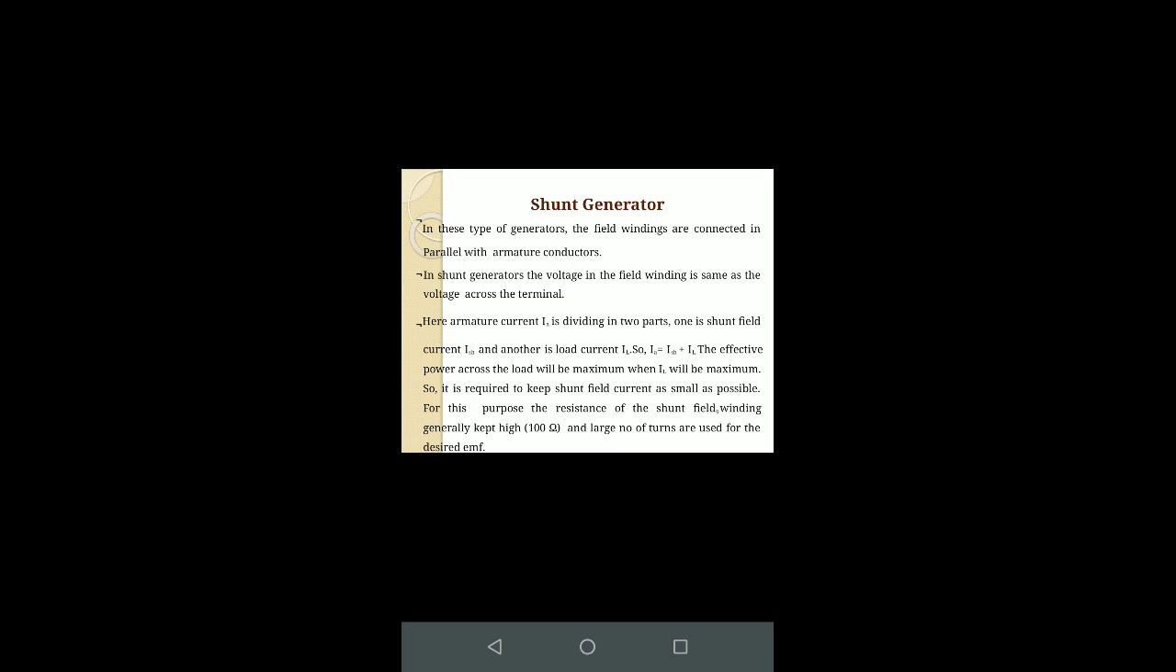The effective power across the load will be maximum when the load current is maximum. So it is required to keep the shunt field current as small as possible. For this purpose, the resistance of the shunt field winding is generally kept high, around 100 ohms, and a large number of turns are used for the desired EMF.